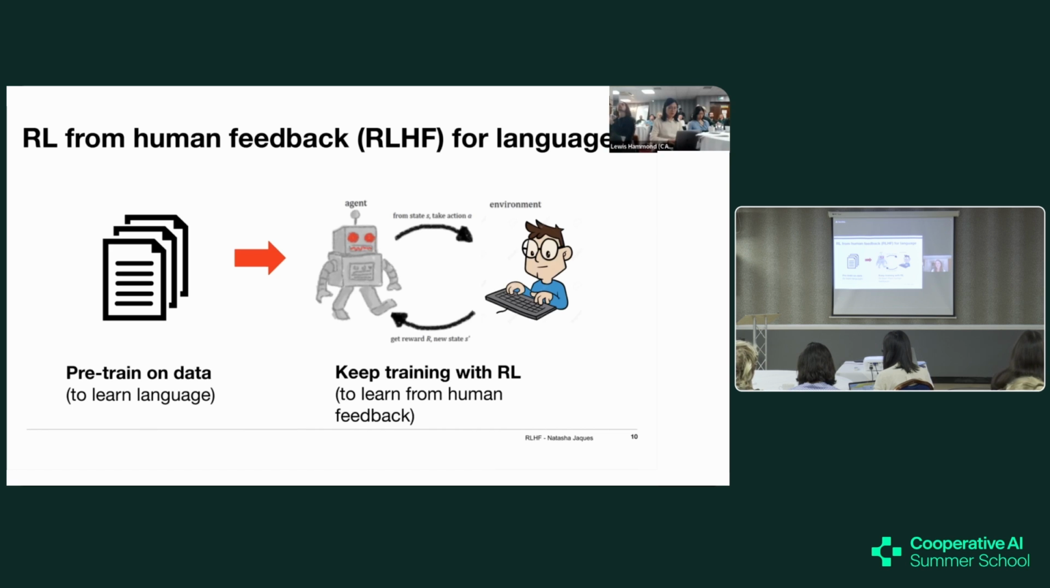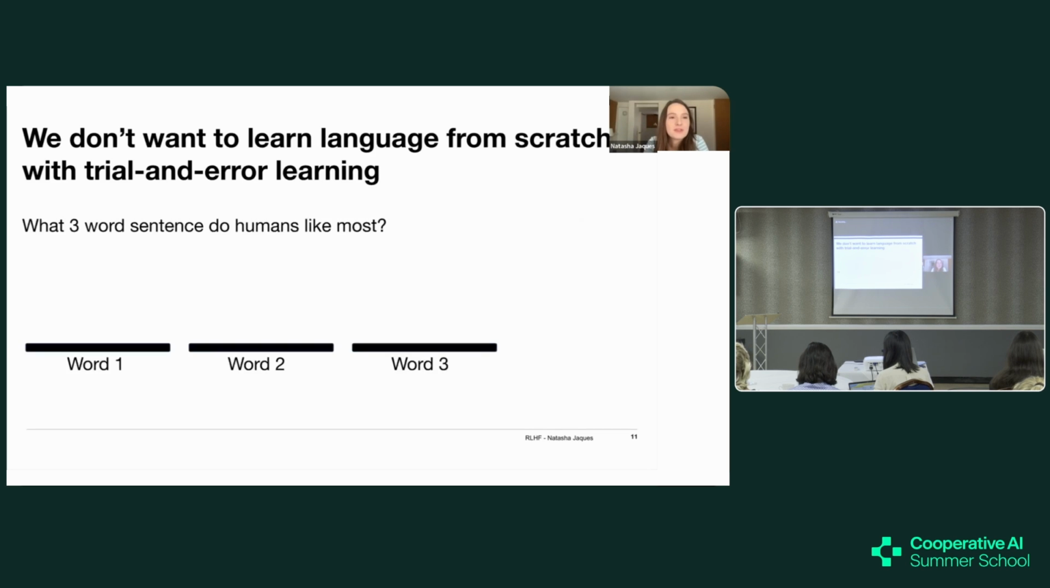Maybe there's no reward function. There's no reward function, yeah. But let's say that I had a reward function that was basically saying, what 3-word sentence do humans like the most? It's going to tell me when I actually hit that sentence that humans love this sentence, or even it's going to tell me for sentences how much humans like them. But what's the issue? Even if I had that reward function, would I want to learn from scratch using RL?